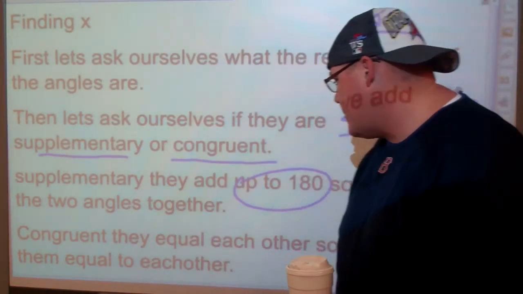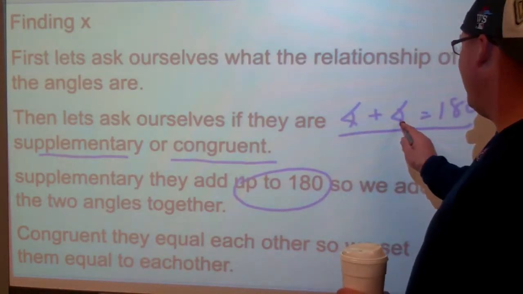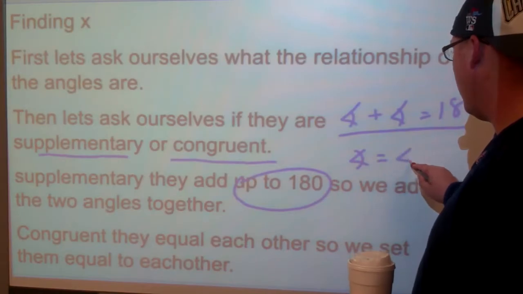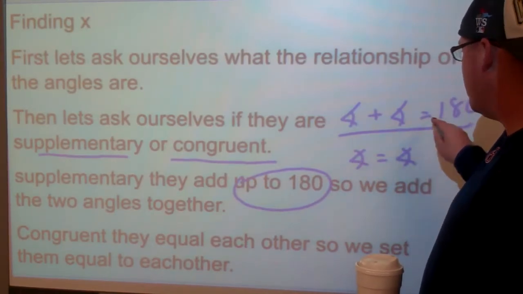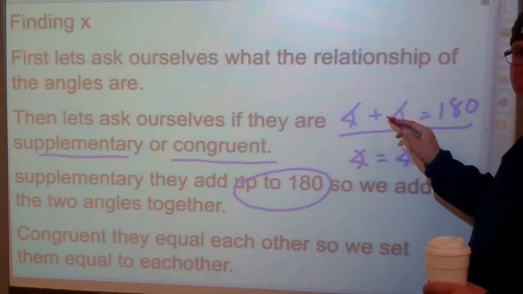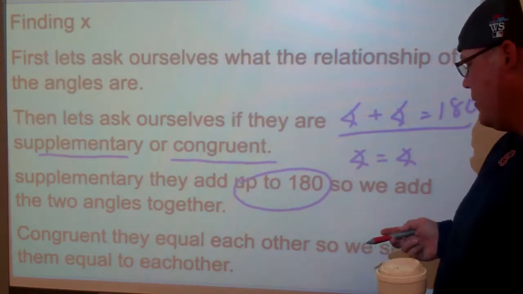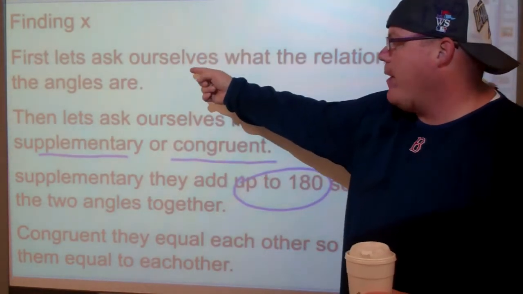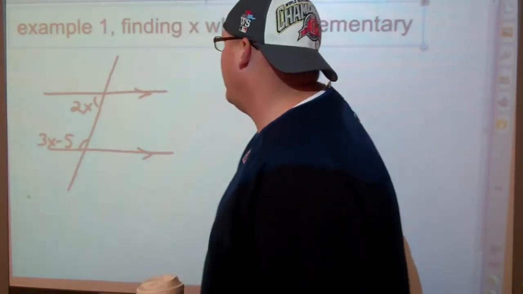If they're congruent, that means they equal each other. So instead of adding them together to equal 180, we set them equal to each other. Right? Angle A equals angle B. So you can see those are 2 completely different types of equations depending on whether or not they're supplementary or congruent. So that's the first thing you have to find out. Are they supplementary or congruent? And we know that based on the theorems or the postulates. I'm going to show you how to do one of each.